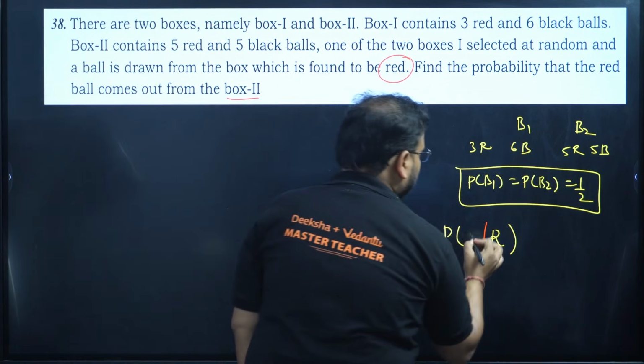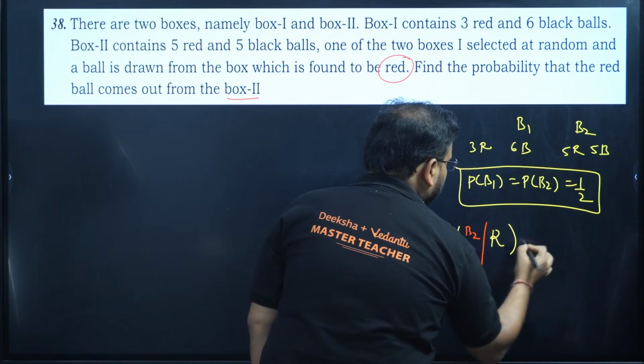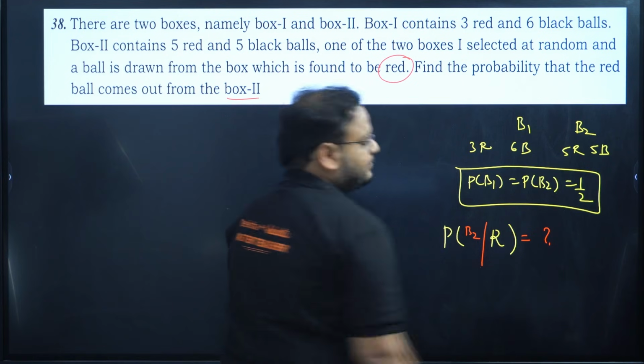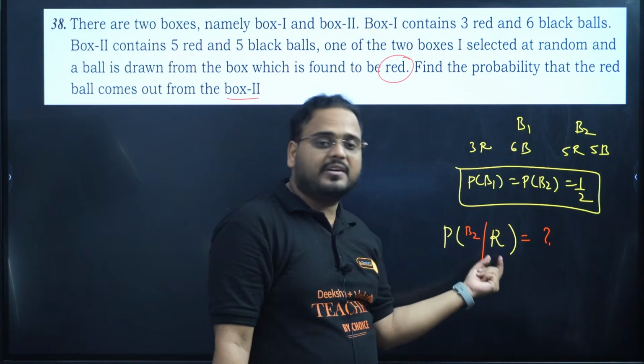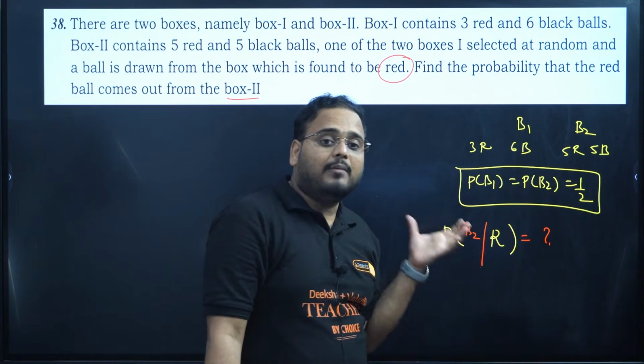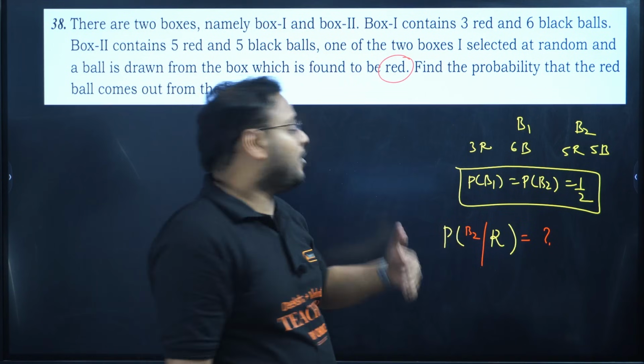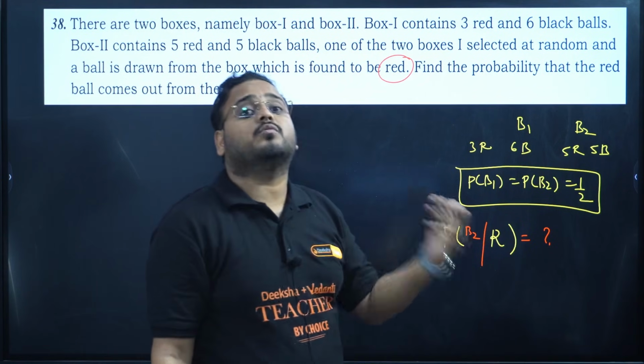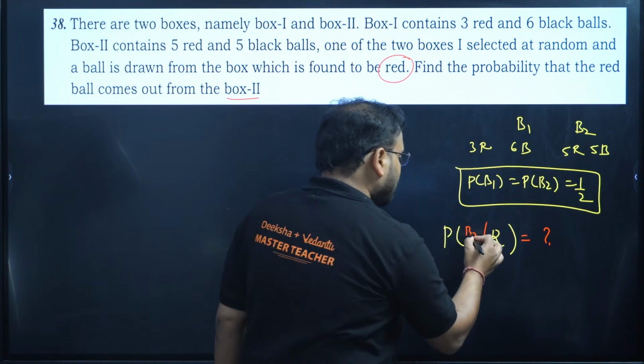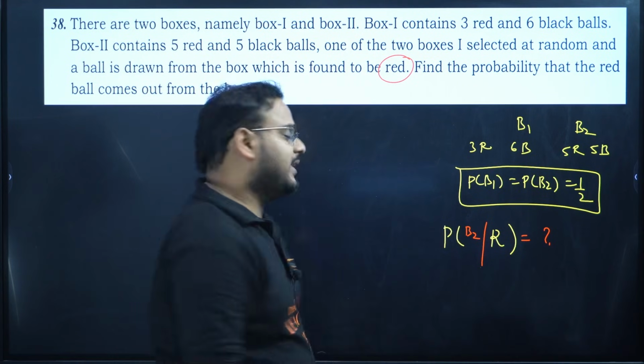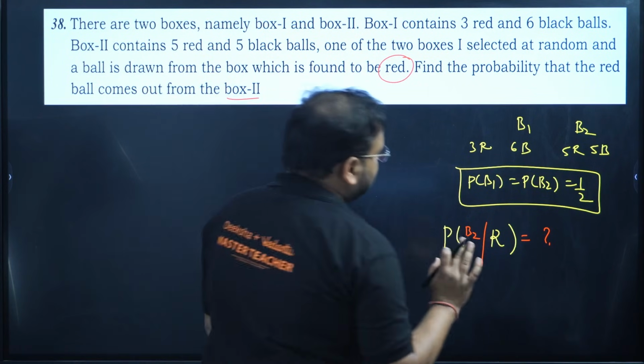So I'll have here B2. I'm looking for P(B2|R). Already I have picked the red ball. Now I am looking for, if that red ball is from box B2, what are the chances of that? This is my question statement, what I'm looking for. Let's find the results that we can find first.